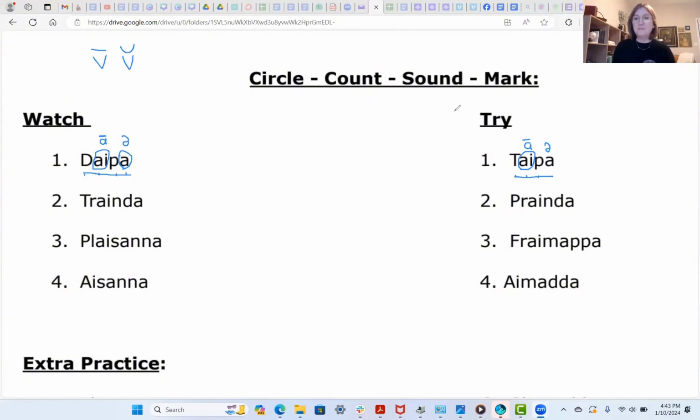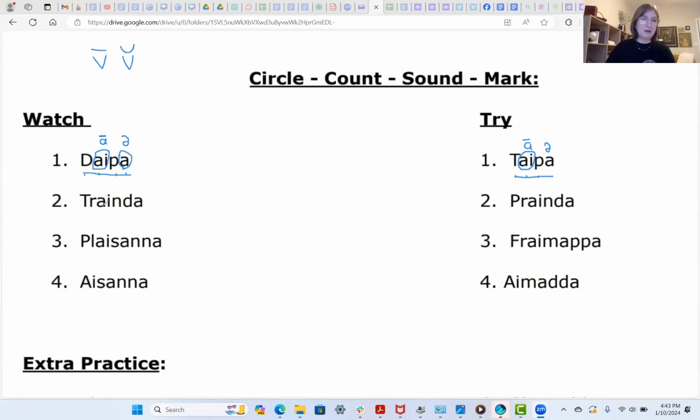It says "uh." So the sound for this T is only air. Make sure that you're not attaching any sound or voice to it. Same with the P. These are both voiceless, only air. This is a T. This is a P. So the sounds are T, A, P, tape, tape.